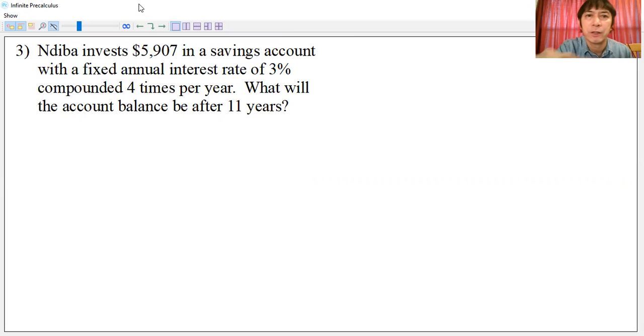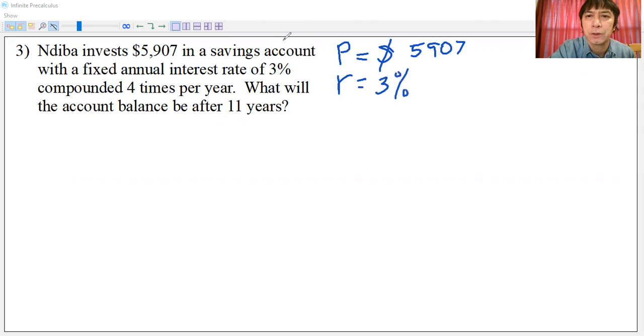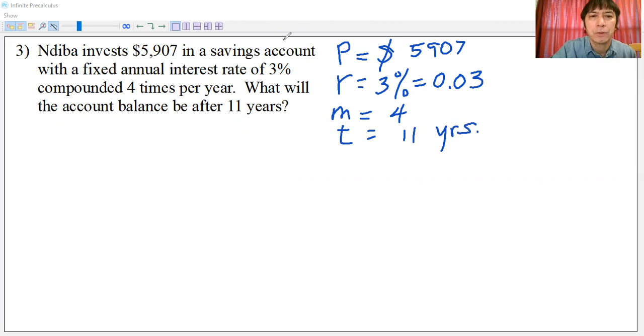Okay, so we're still looking for the final account balance. So we have the given, and that's present value, 5907. Interest rate R, that's 3%, equivalent to 0.03, compounded 4 times per year. So that'll be our M. M is 4. What will the account balance be after 11 years? So that's our T, 11 years.